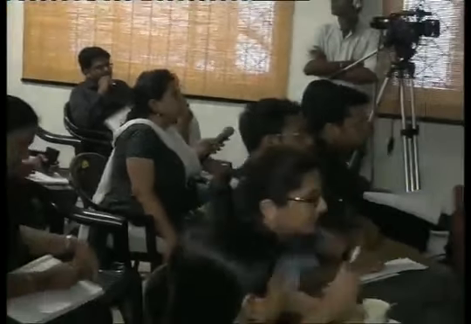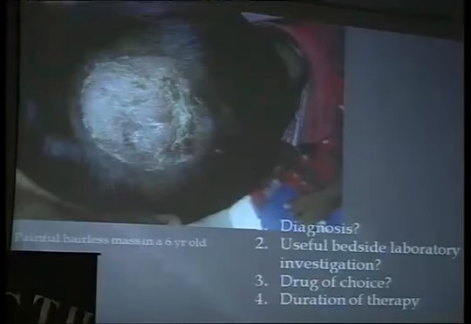Okay, so why do you say it is a kerion? Let us leave that. What is kerion? Kerion is an inflammatory form of tinea capitis. In children, the scalp is involved by dermatophytic infection. In adults, the scalp is not involved.